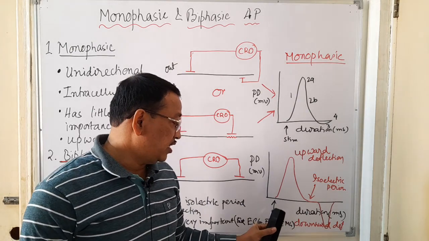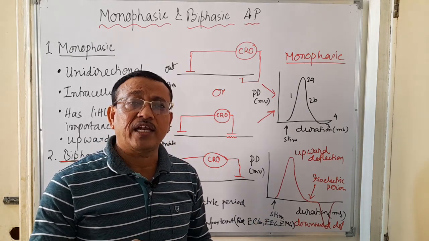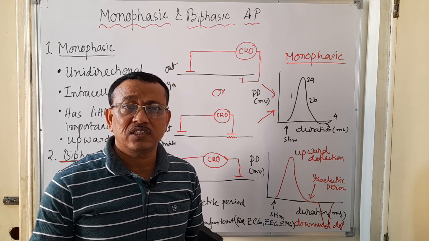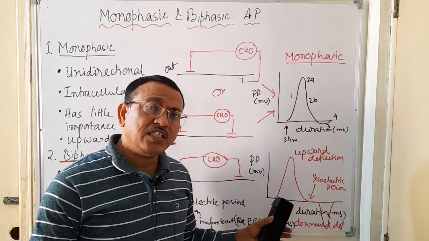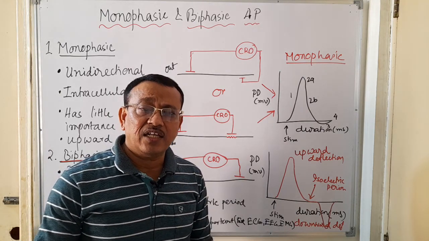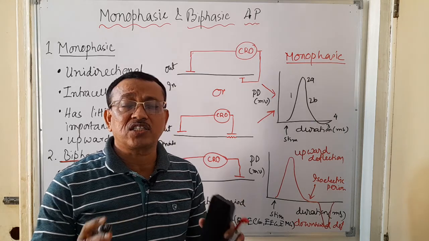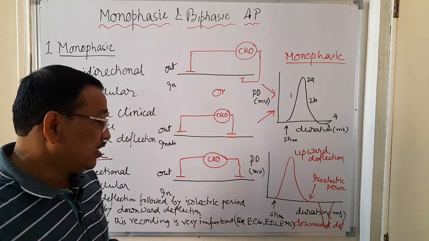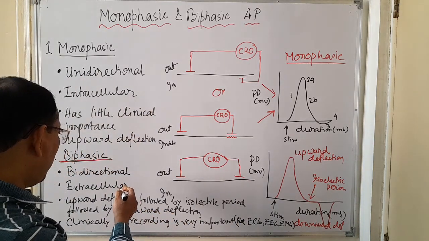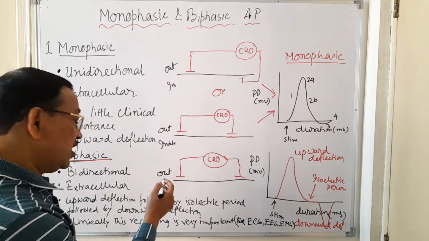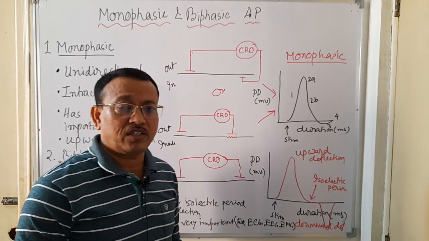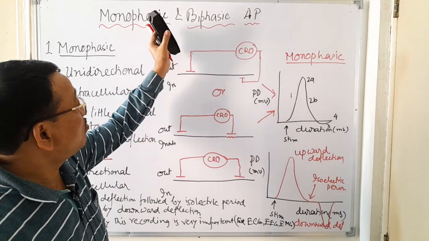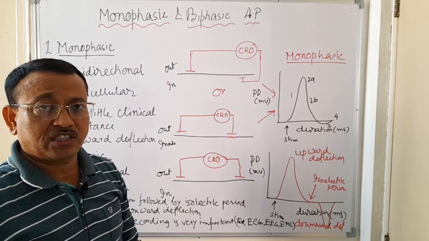For example, from the ECG we can get an idea about the status of the cardiac system. From the EEG we can get an idea regarding the status or normal functioning of the different parts of the brain. So this is why this type of recording, extracellular recording, biphasic action potential, is clinically much more important. So this is all about the monophasic and the biphasic action potential.